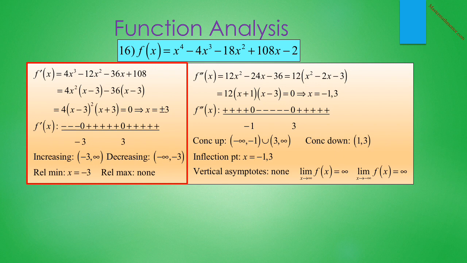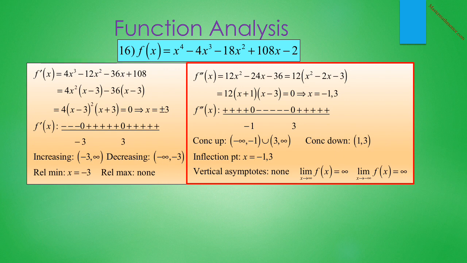Next, we do our sign chart work. Our first derivative is negative to the left of negative 3, positive between negative 3 and 3, and positive to the right of 3. So the function is increasing from negative 3 to infinity. It does level off at x equals 3, but increasing functions can level off. The decreasing interval is from negative infinity to negative 3, meaning that this curve has a relative minimum at x equals negative 3 and no relative maximum.